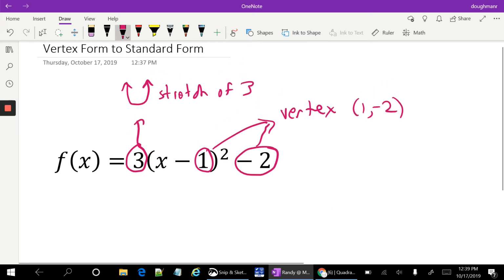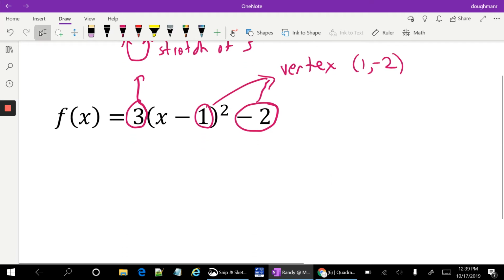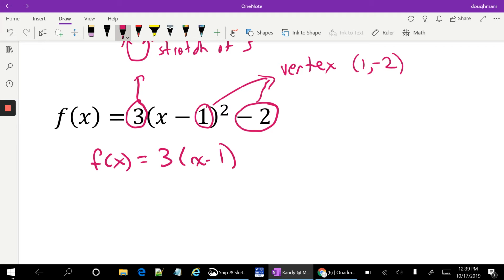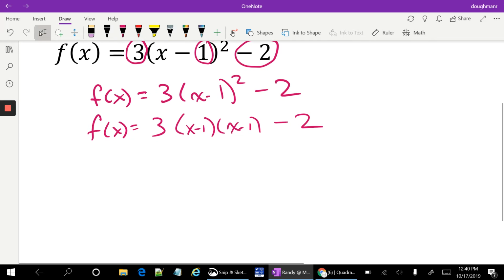But now we can take this vertex form and we can transform it back to the standard form and gain some other information. All right. So I'm just going to rewrite f of x equals 3 times quantity x minus 1 squared minus 2. And let's use some algebra here. f of x now equals 3. I know that x minus 1 squared means x minus 1 times x minus 1, minus 2, right?